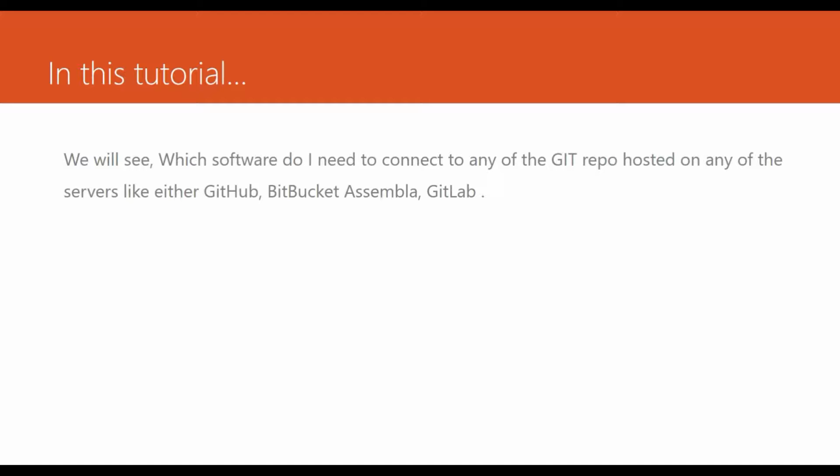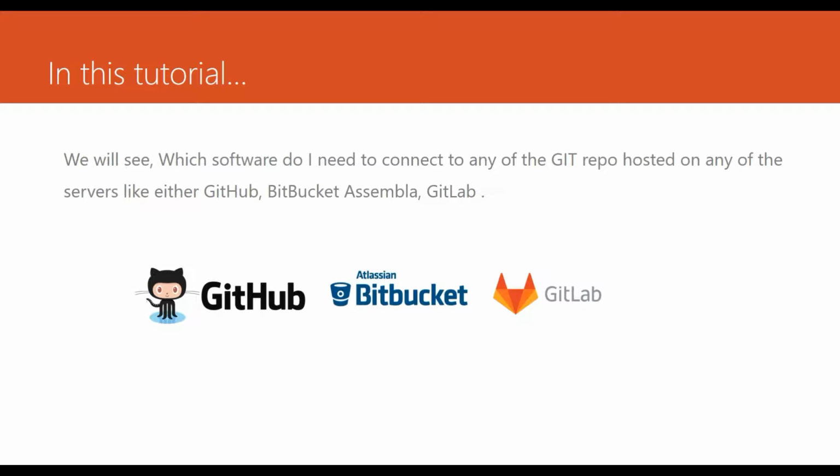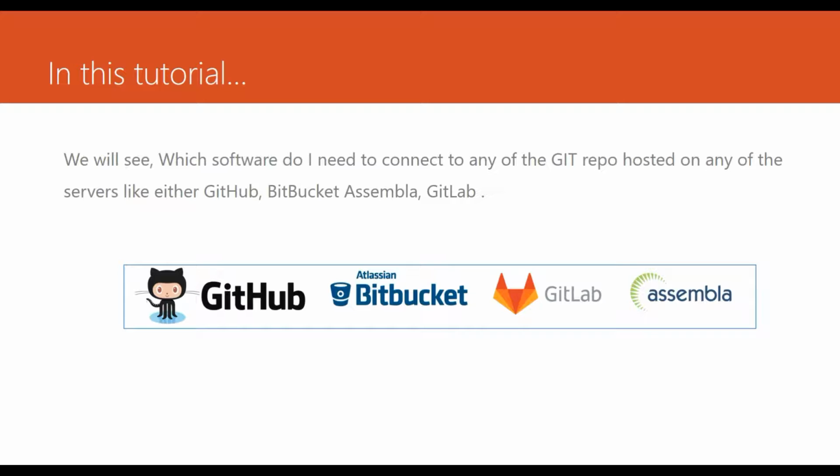In this tutorial we will see which software I need to connect to any of the repos which are already hosted on GitHub, Bitbucket, Assembla or GitLab, and that software I call a client. So this is my GitHub repo or Bitbucket or GitLab or Assembla. Any one of them is called a Git server. I need to connect to Git servers from my local machine, so I would need some software.